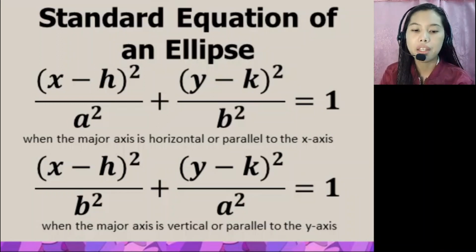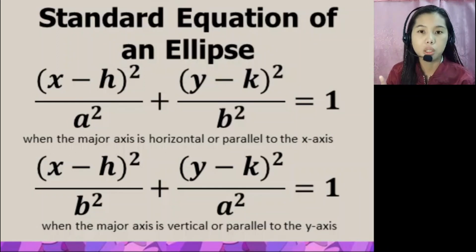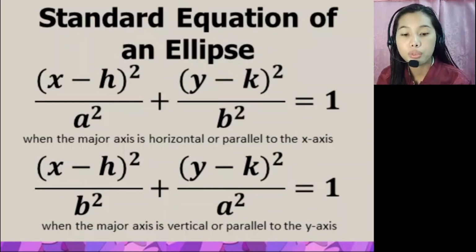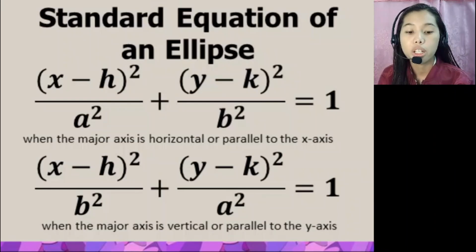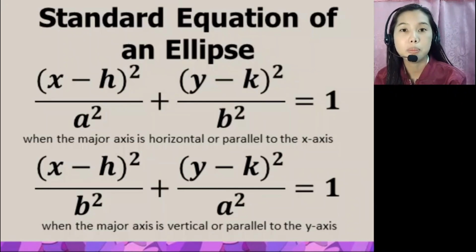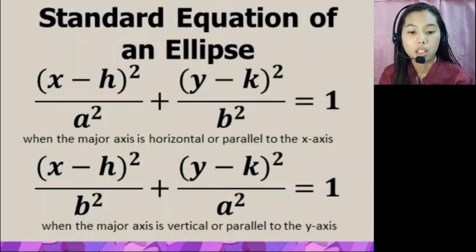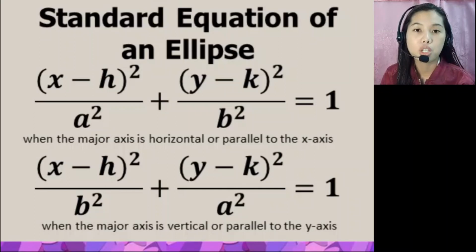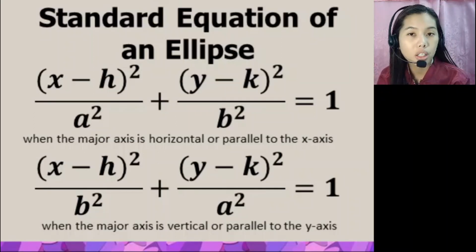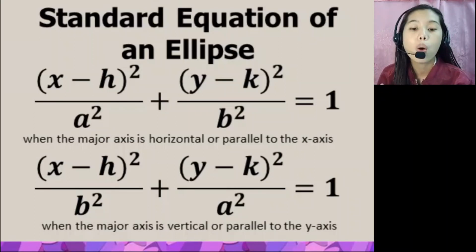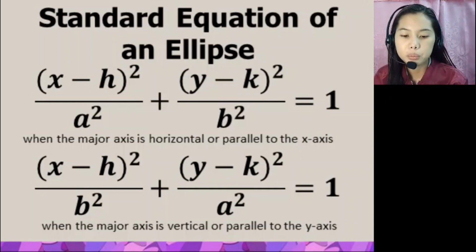Okay? Now, the second one is quantity x minus h squared all over b squared plus quantity y minus k squared all over a squared equals 1, wherein a is greater than b, which means our bigger denominator falls under y. In this case, the major axis is vertical, or this is parallel to the y-axis.